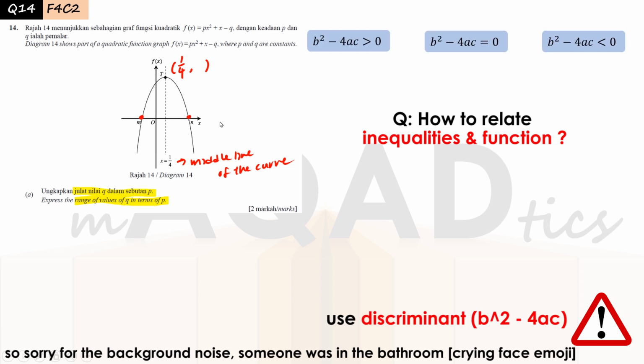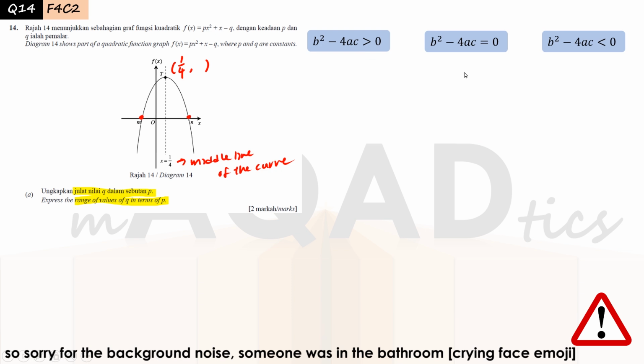So what we can do is, because these values a, b and c are from the function, we can sub q and p inside. From the 3 conditions here, 2 of them have inequalities. So we can form an inequality with q and p inside using the b squared minus 4ac knowledge that we have learned.